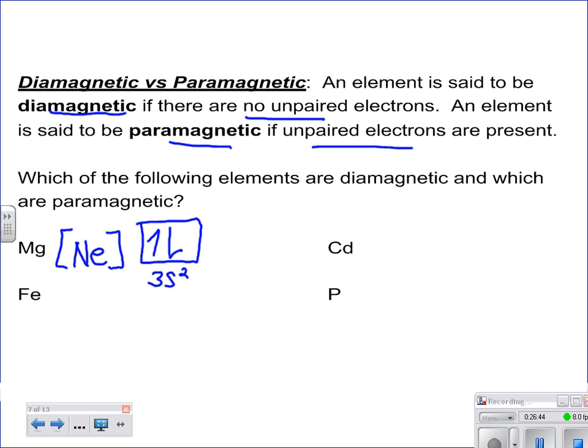Actually, I guess we should answer a question about this. Is this going to be diamagnetic or paramagnetic? Do we have any unpaired electrons? No, you don't. So what is that? If there are no unpaired electrons, then it is diamagnetic. That's all you have to do on these, but it does take a little bit of remembering the terminology.